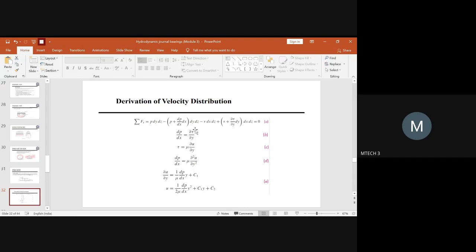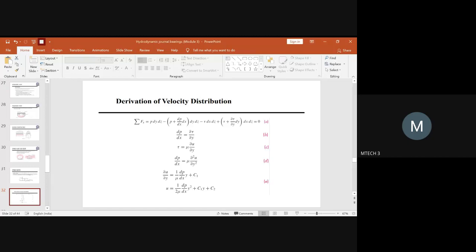Why? Because you had dou tau by dou y, and tau is nothing but mu into dou u by dou y, right? So you will write here mu into dou u by dou y, but you had dou u by dou y here already in the shear stress equation, and hence it becomes dou square u by dou y square, and the same viscosity value you will retain. So now we have changed the equation to the shear stress equation, and hence dp by dx will be equal to mu into dou square u by dou y square. This is what the equation will look like.